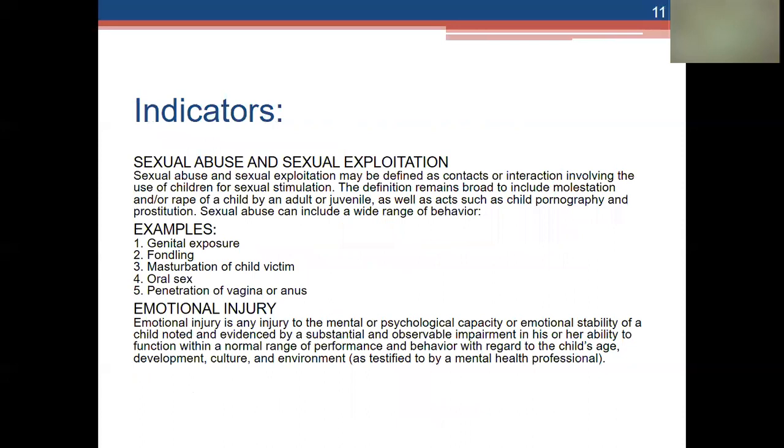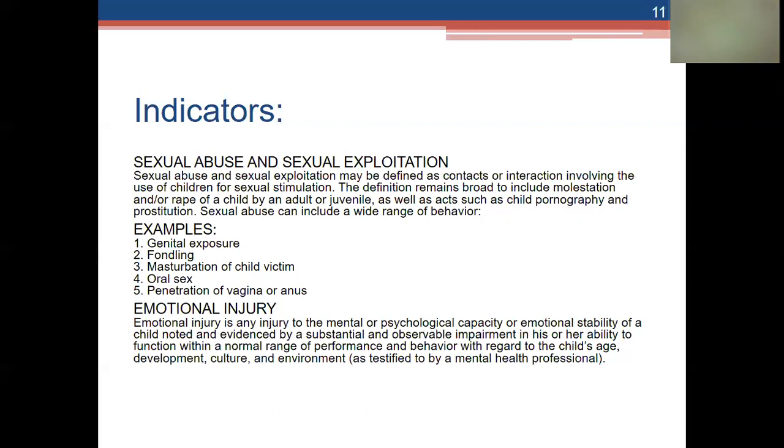Sexual abuse and sexual exploitation may be defined as contacts or interaction involving the use of children for sexual stimulation. The definition remains broad to include molestation and/or rape of a child by an adult or juvenile, as well as acts such as child pornography and prostitution. Sexual abuse can include a wide range of behaviors such as genital exposure, fondling, and oral sex.